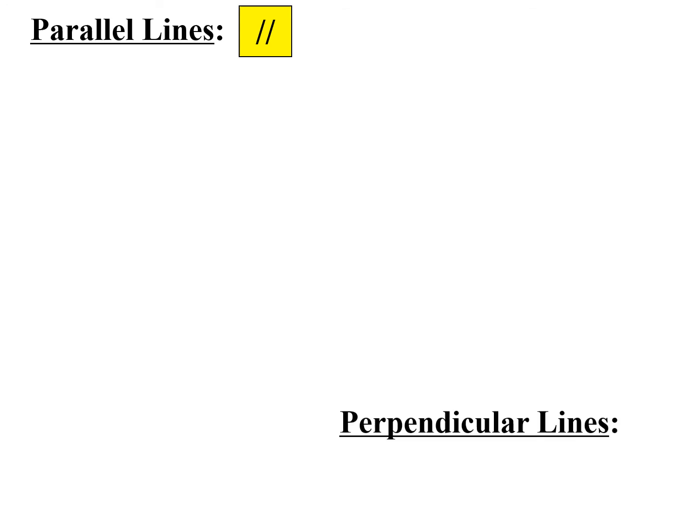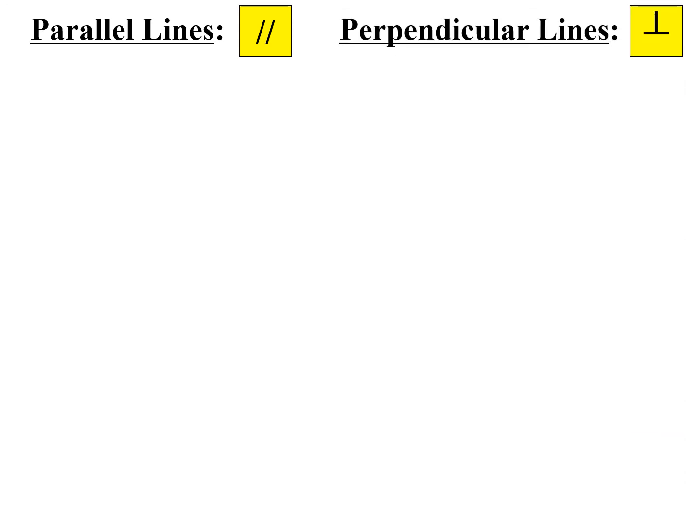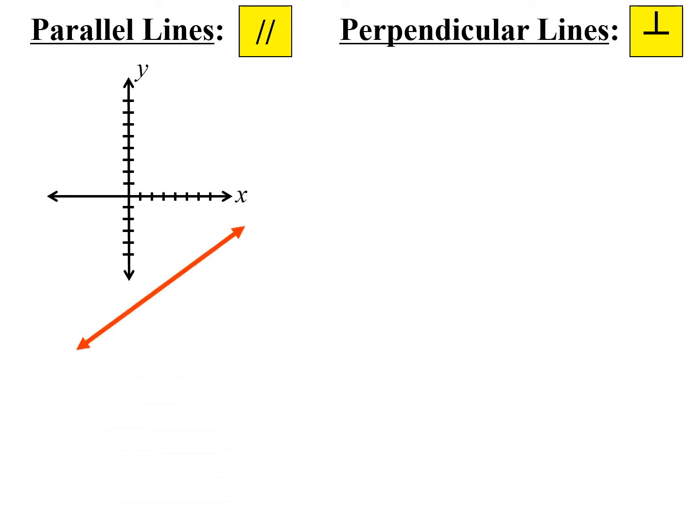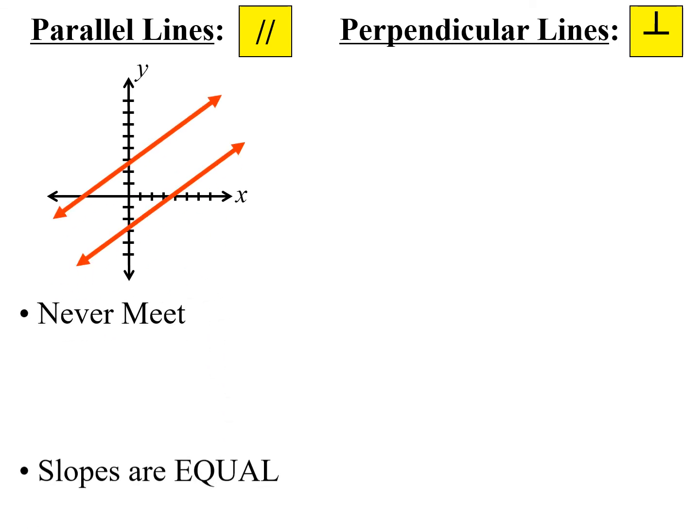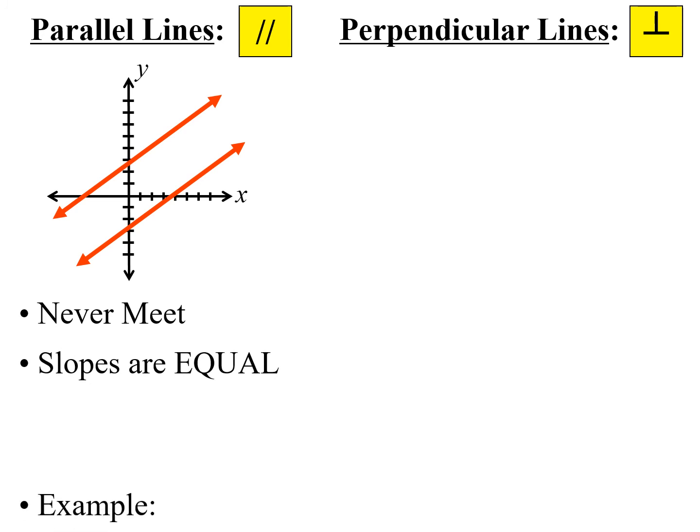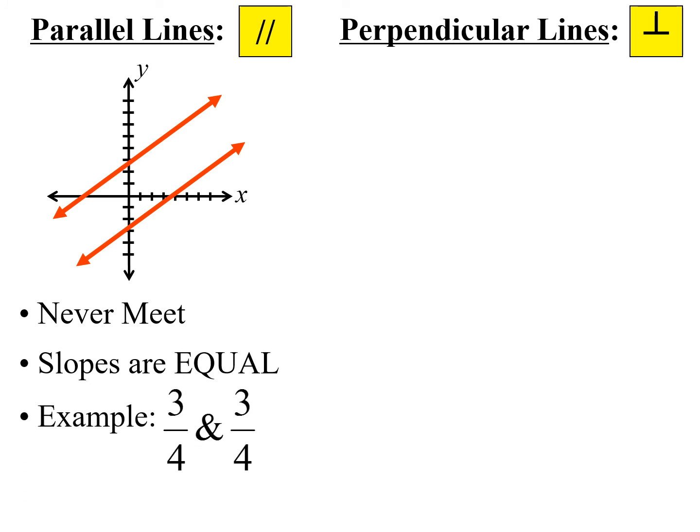All right. So for our last topic here, we're going to talk about parallel and perpendicular lines. The parallel symbol looks like this, and our perpendicular lines, the perpendicular symbol is an upside down capital letter T. So for parallel lines, it is 2 lines that will never meet. They have the same slope. So for example, if I have a slope of 3/4 and 3/4, I know that those 2 lines are parallel.